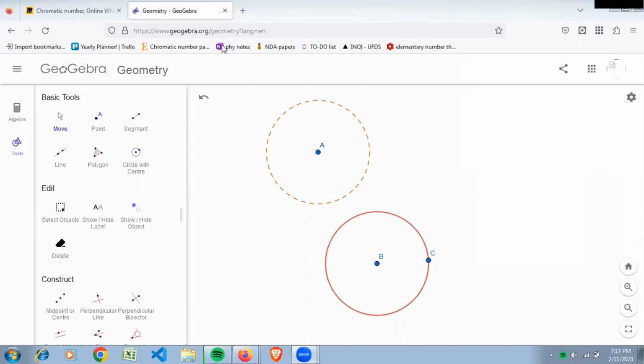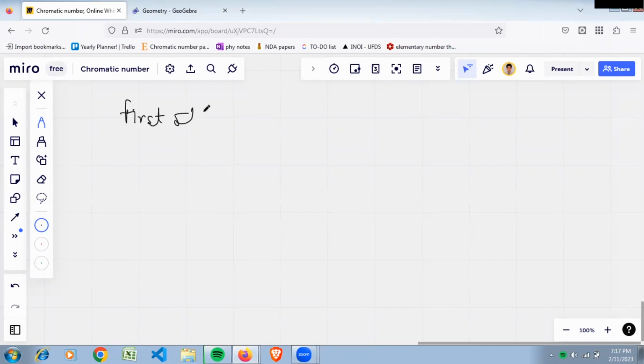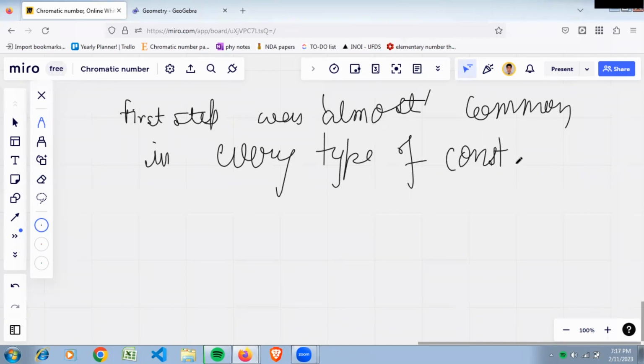Okay, does anyone have any idea? It's fine even if you do not do it directly. Anything which you can do with a collapsible compass. In most of the theorems which you did in the last class, there was a first step which was almost common in everything. It's essentially a somewhat natural step to consider in a construction geo problem.